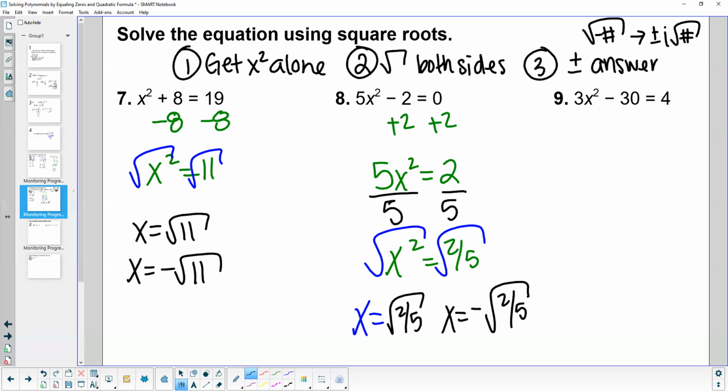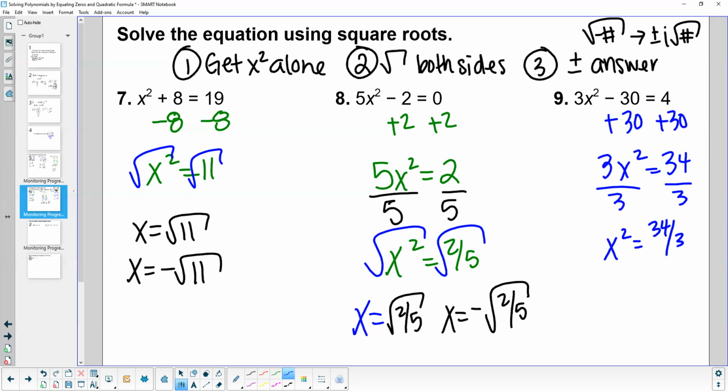Now let's take a look at one more question here. We are going to add 30 to both sides. We get 3x squared equals 34. I divide by 3 on both sides. X squared equals 34/3. Ew, gross.